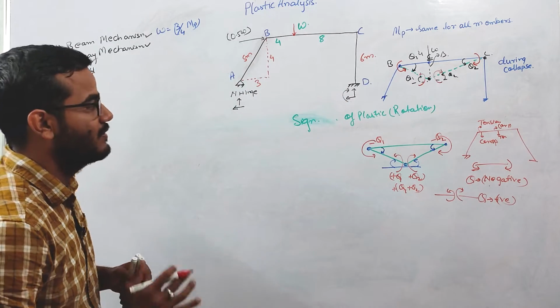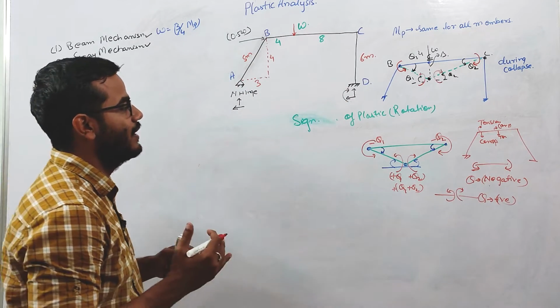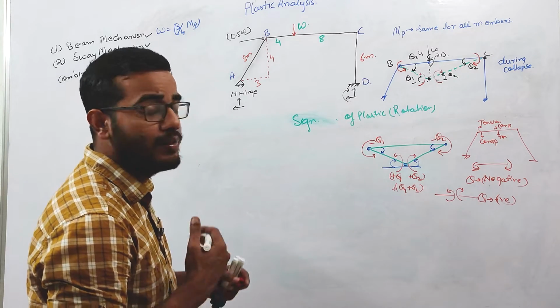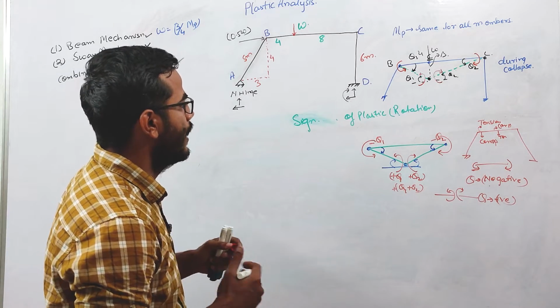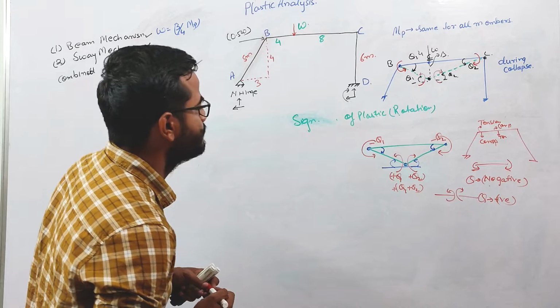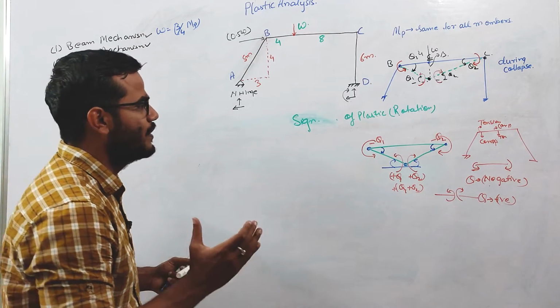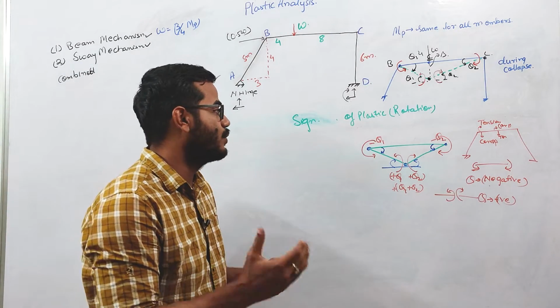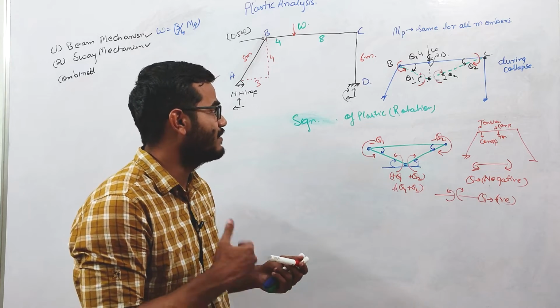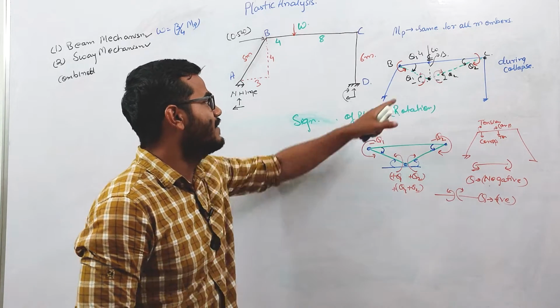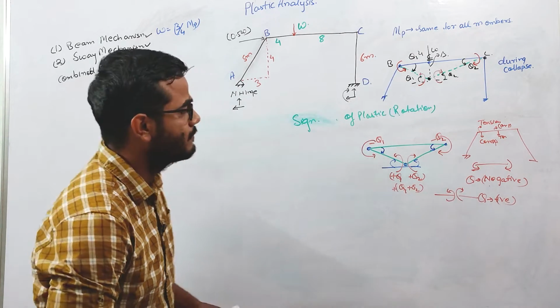You need to understand this thing, because we will be using it in calculating the collapse load in the combined mechanism. So this is how you decide the sign of the rotation at these plastic hinges.